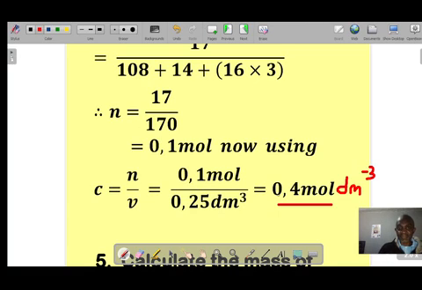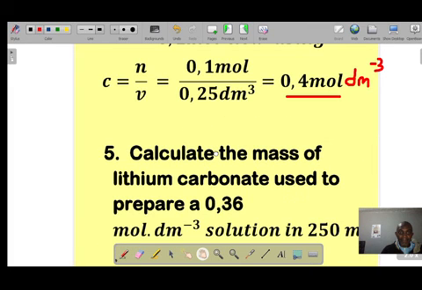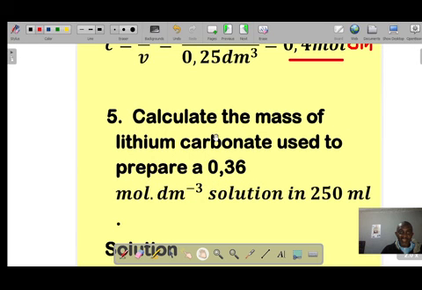I hope we are still together. If we are not, please don't forget, just stop the video and replay it. I'm sure you will understand. Now, the next vector example is almost the same as this one, but the only difference is that they say calculate the mass of lithium carbonate used to prepare 0.36 moles per decimeter cubed solution in 250 mL.